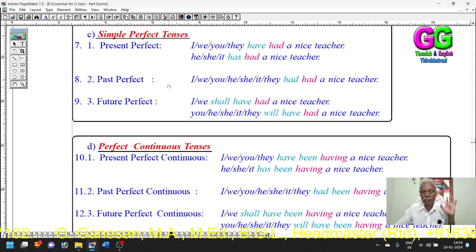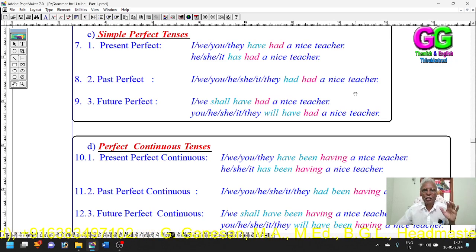Past perfect: had for all. They had had a nice teacher. They had not had a nice teacher. The first had is the auxiliary, the second had is the finite verb. I had had a nice teacher. You had had a nice teacher. Then future: I shall have had a nice teacher. Three verbs: I shall have had a nice teacher.